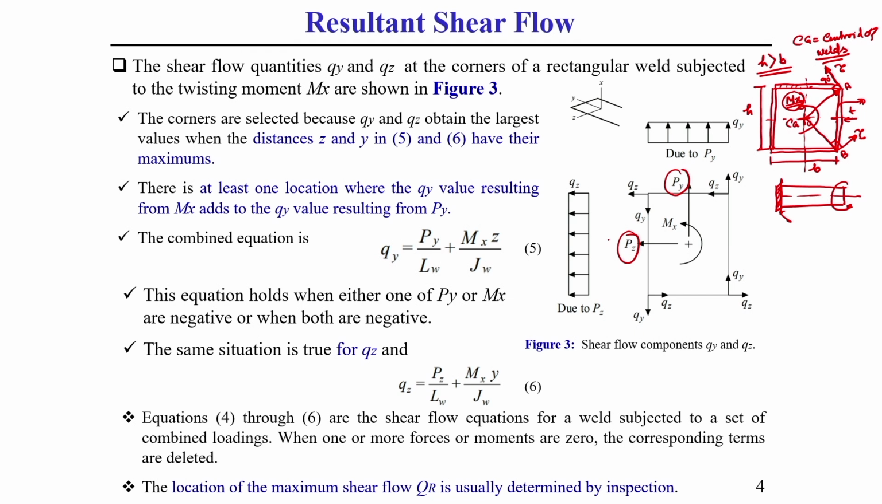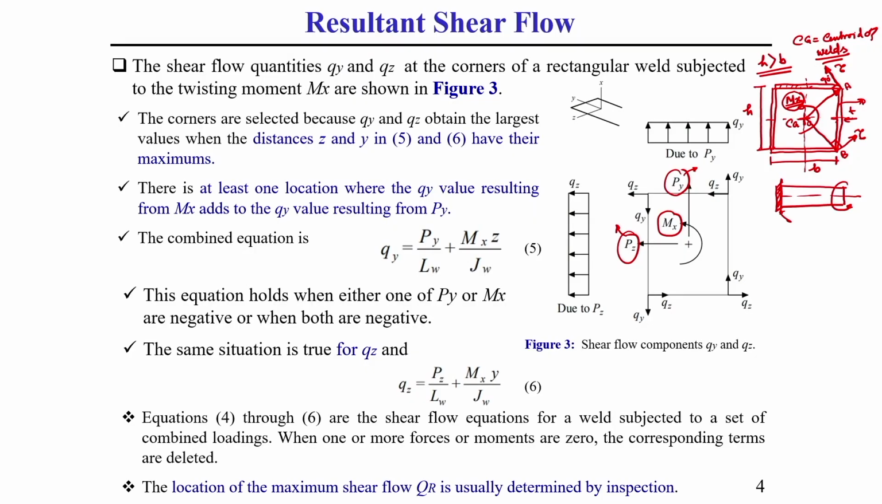Okay. Due to this Py and Pz, this is a weld, it is subjected to a torque Mx or torsional moment Mx, and there is a direct force Py along y direction and there is another force Pz along z direction. Due to this combined effect, what should be the shear flow along y direction and what should be the resultant shear flow along z direction? These things now I am going to discuss. Okay. So, this I have already shown you.